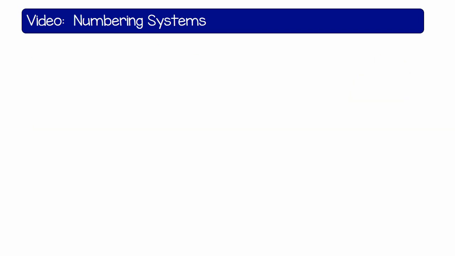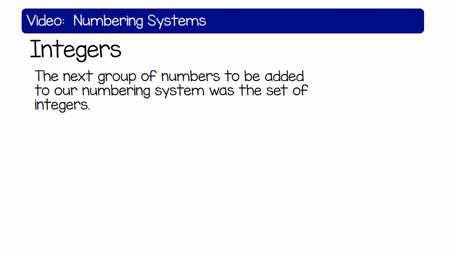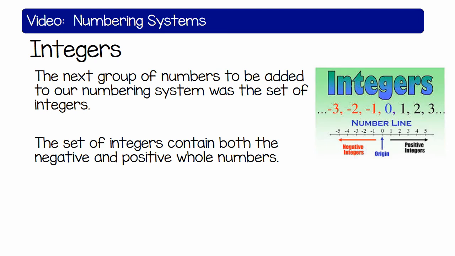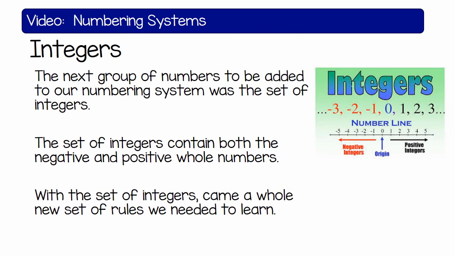But then what happened? Well, we needed numbers that could be used to express negative values and positive values. For example, if you were to borrow something from someone, they would owe you. For them, this would be a negative amount. With the set of integers came a whole new set of rules that we needed to learn.